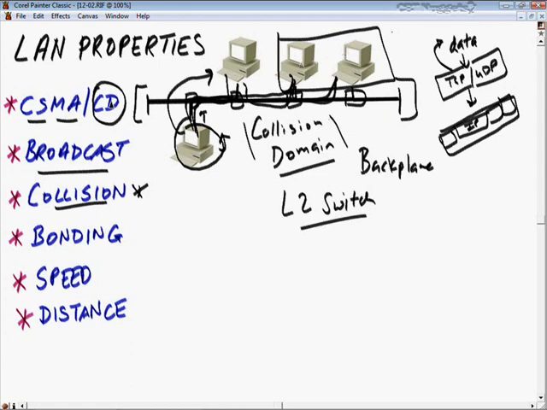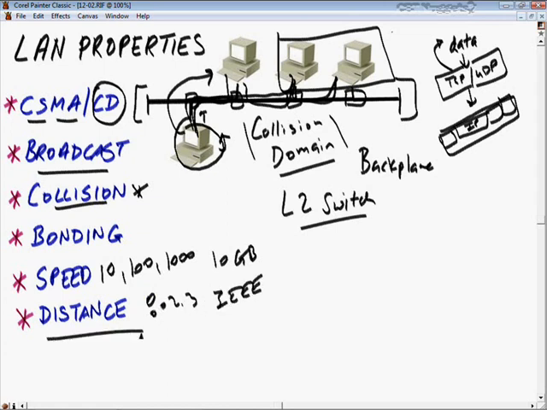Now, we've talked about the other properties of speed. We know that we've got 10 base, 100 base, 1000 base. We know we've got 10 gigabit Ethernet. So we know our speeds, and we know that these different specifications of the 802.3 standard of the IEEE all have their distances. We know that single mode fiber offers us the longest distance, longer than multi-mode fiber, and longer than copper wire Ethernet or category 5 or 6 cable.